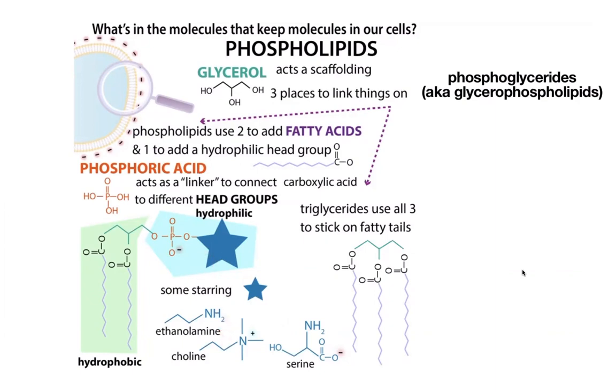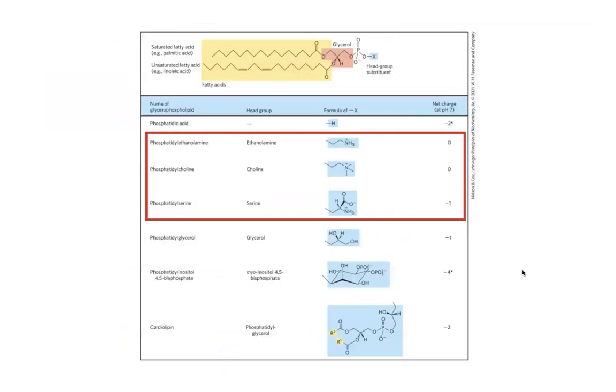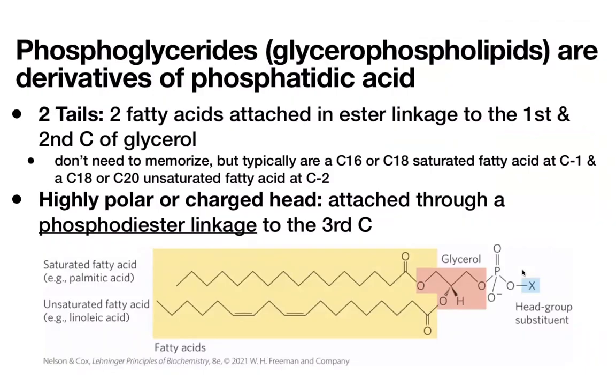ethanolamine, choline, and serine, in which case we would call it phosphatidylethanolamine, phosphatidylcholine, or phosphatidylserine. As for those tail positions, well, just as we saw before, these can have different lengths and different degrees of saturation. Thankfully for us, things are kind of simpler.